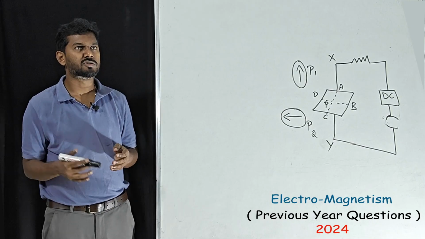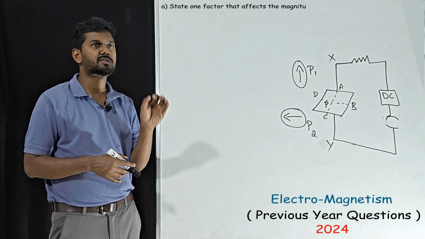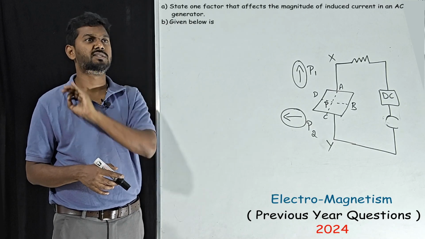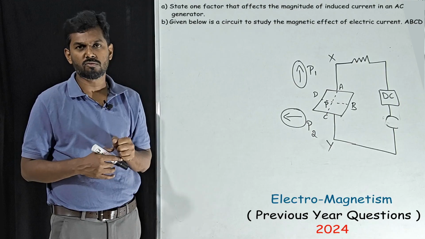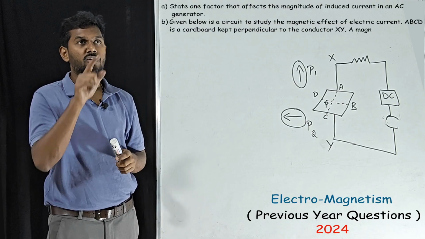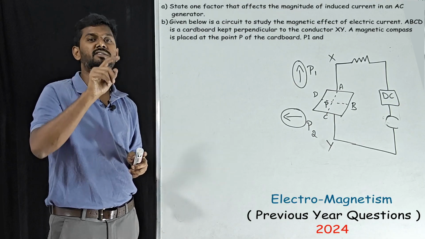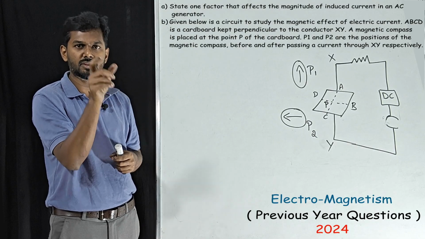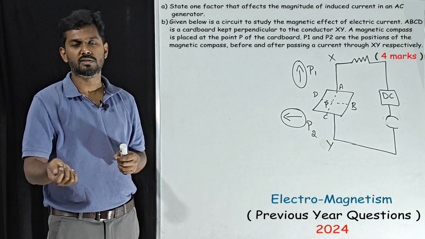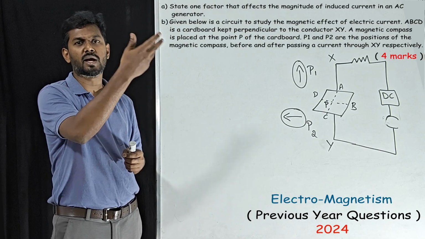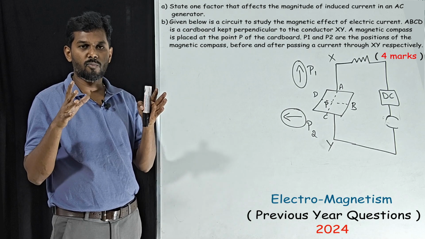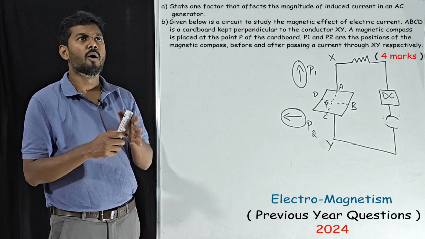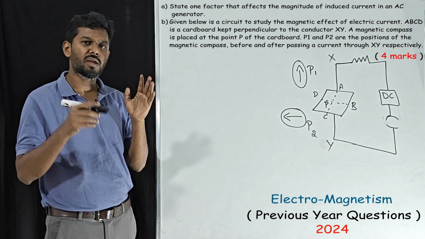That's it. Our next question: state one factor that affects the magnitude of induced current in an AC generator. In an AC generator, what are we producing? Current. So they are asking what factors affect the generated current. Very simple: the magnet and the number of turns. The more the number of turns, the more current will be produced. The more powerful the magnet we are using, the more electric current will be produced.